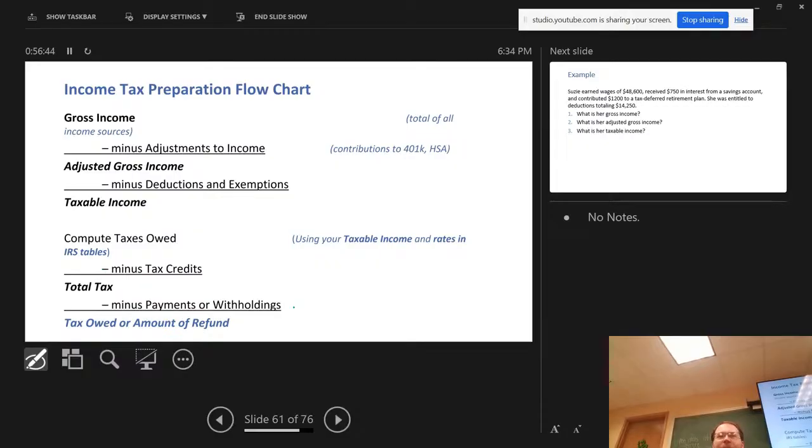And then depending on how much you put in throughout the year versus how much they want, you basically either get the difference back if you paid more than you had to, or you have to pay them more.